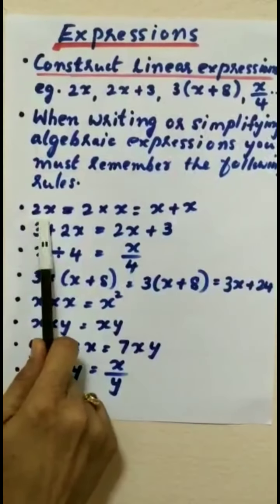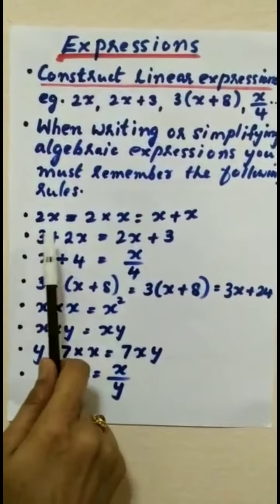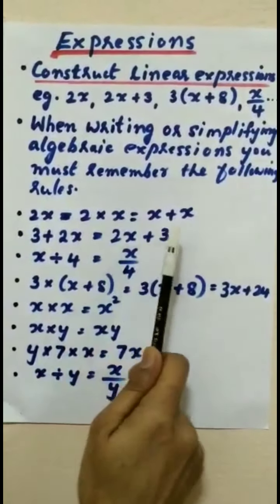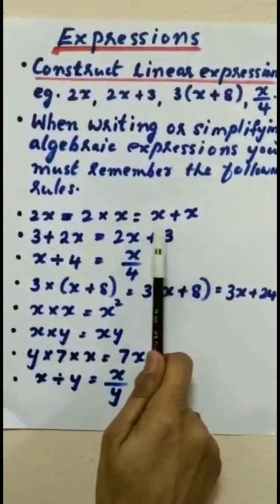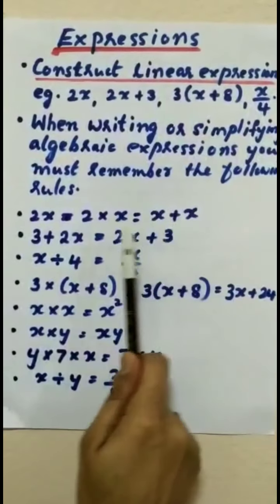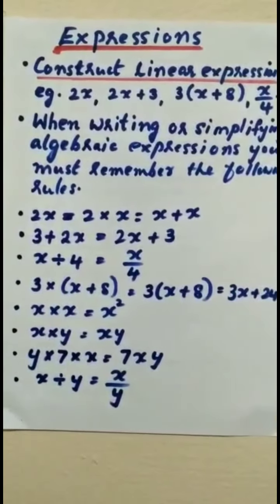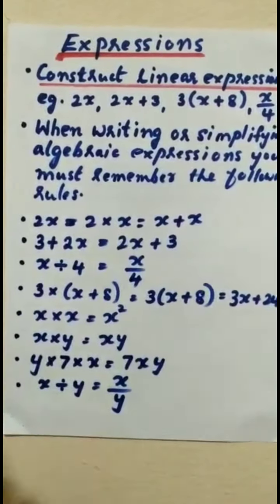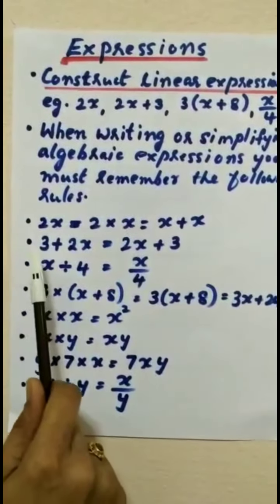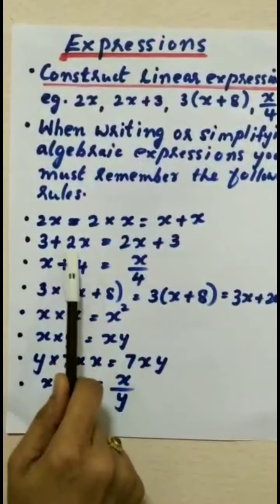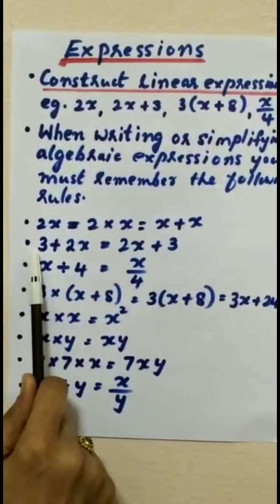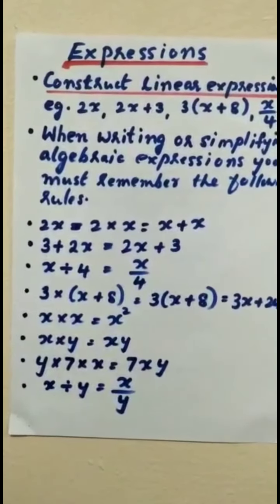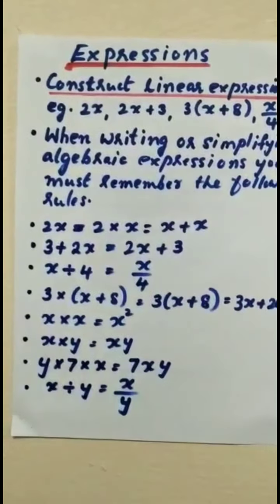First example, 2x equals 2 multiply x. 2x means 2 multiply x, or we can say x plus x. x plus x means 1x plus 1x, it becomes 2x. Second example, 3 plus 2x or 2x plus 3. We cannot add 3 plus 2x because this contains a variable and this is a constant. So these constant and variable we cannot add. So it is separate, 2x plus 3 or 3 plus 2x.